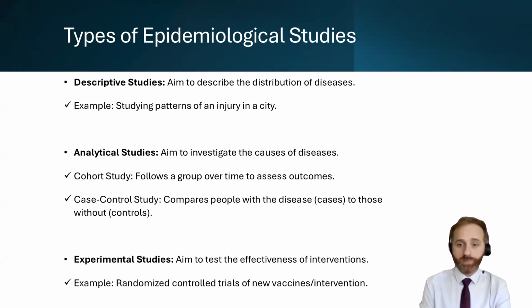The other form of epidemiological studies are the experimental studies, when we do some sorts of experiments or intervention. These aim to test the effectiveness of interventions. For example, when we randomize patients in trials to test new vaccines or new interventions, we manipulate the exposure for these patients. Then we say there is a link or there is no link between these interventions and the outcome of these patients.